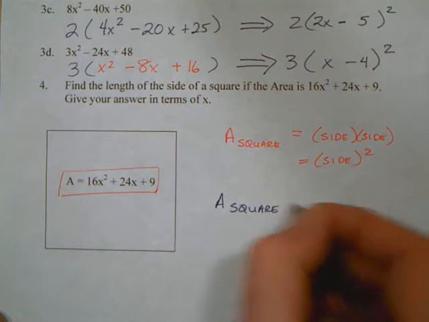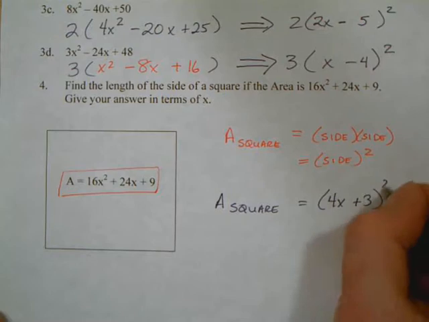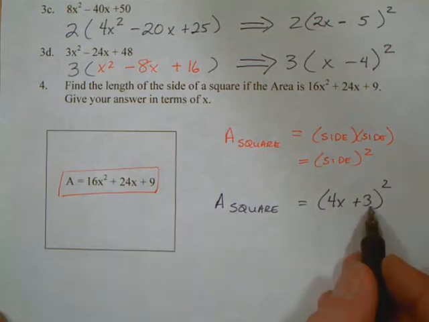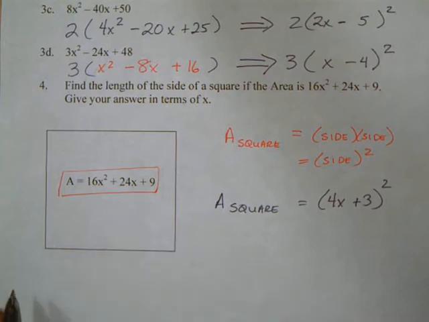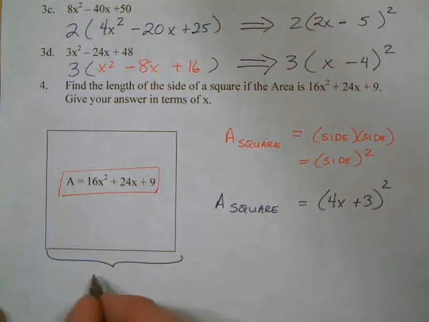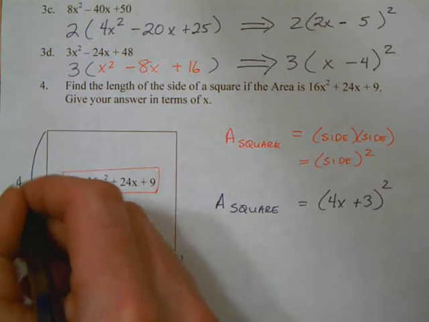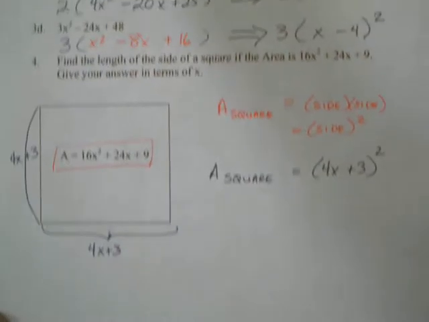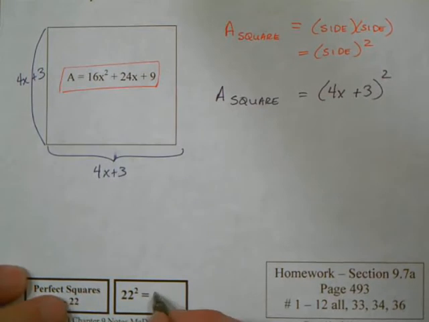Well, based on what we've just learned, if we wanted to factor that, the area of the square could be rewritten as 4x minus 3 squared. Actually plus 3 squared because the middle term is a plus. 4 times 3 is 12, double it's 24. So the question is, what is the length of the side of the square? Well, then the length of this side right here must be 4x plus 3. And the length of this side over here is also 4x plus 3.